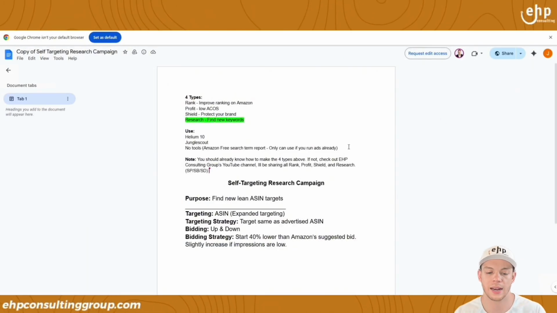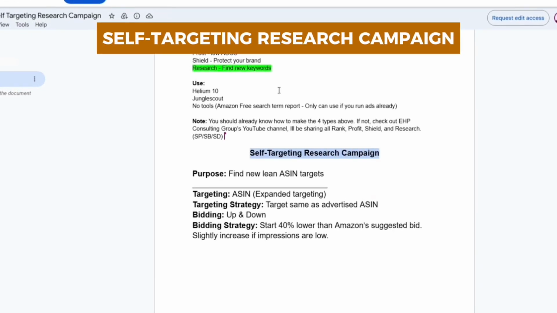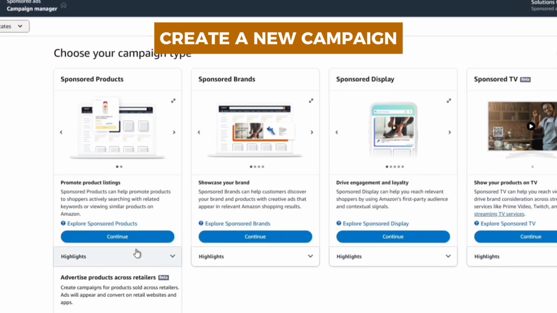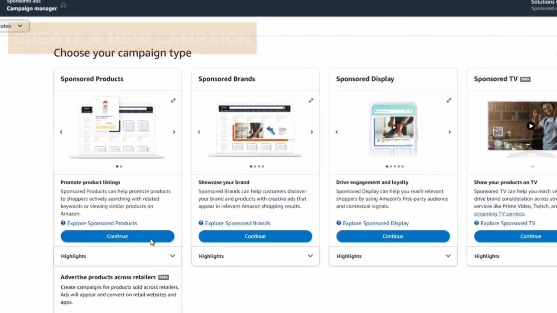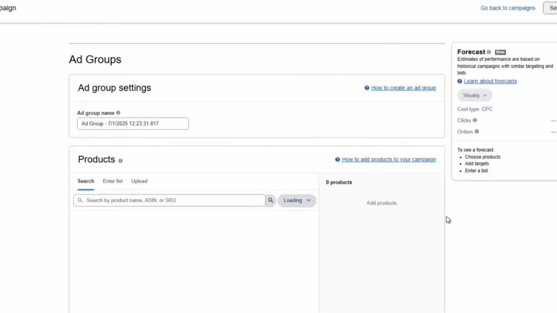So here is technically what the campaign is. This is like a little breakdown, right? It's a self-targeting research campaign. It's going to help you find new keywords as well on Amazon, but usually it has a really low ACOS, right? So what you're going to do is you're going to create a new campaign. You're going to click sponsored products. And I highly recommend you test out this campaign because it usually does very well.